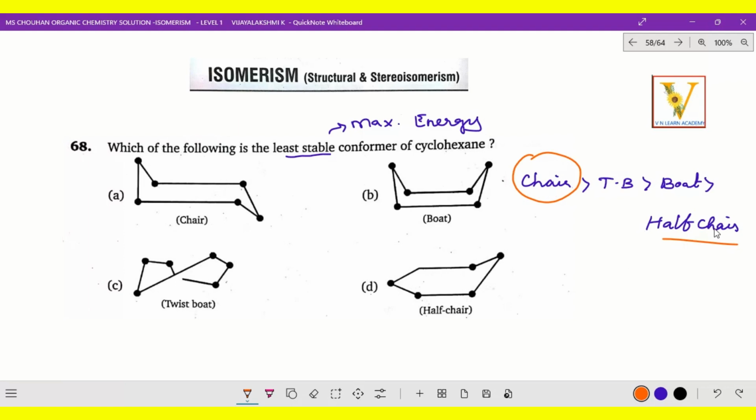Here the half chair conformation is least stable, and the chair conformation is most stable, because there is no torsional and angular strain. I think you have learnt that point. So this is the order: chair form, twist boat, and half chair. Please remember this point so that you will know the correct option. Which is the correct option? Option D is the correct option. Let's go to the next question.